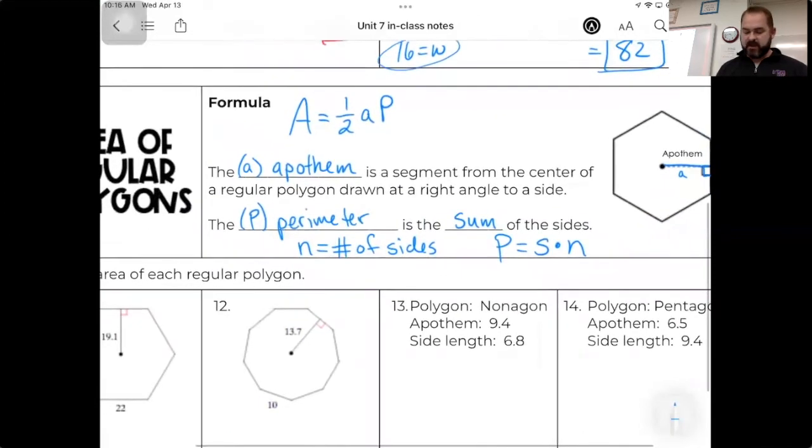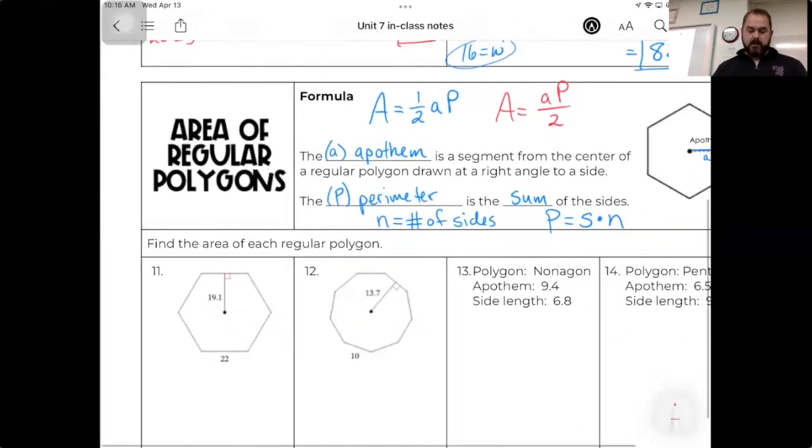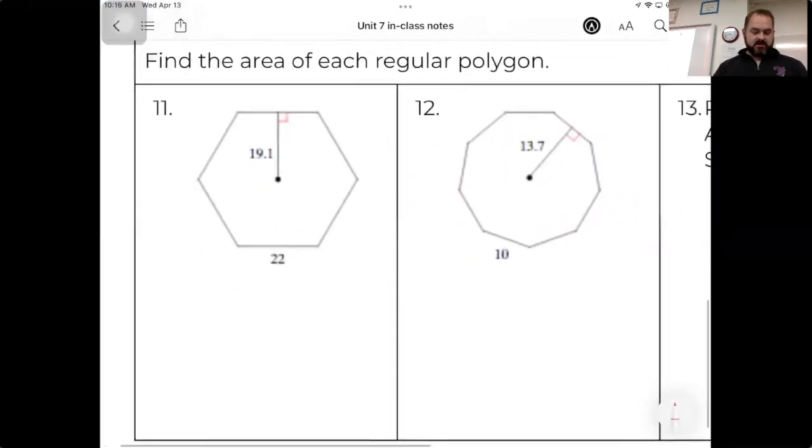Now, there's another way to think of this area formula, kind of like with triangles and trapezoids. Instead of thinking of it as the 1/2 in front, you could think of it as that little a apothem times perimeter, all divided by 2, like that. You can memorize the formula either way, and they still work. They're equal to each other. So let's do an example or two.